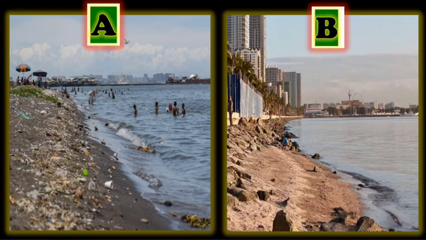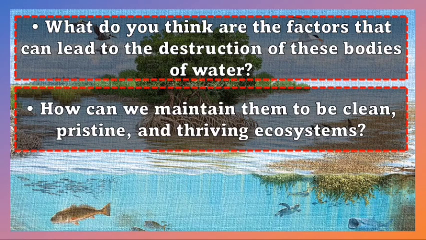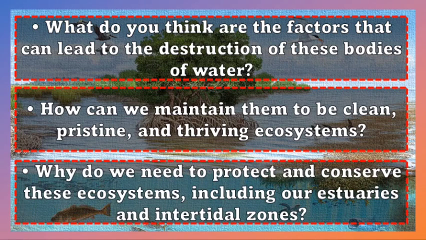But my question now is, what do you think are the factors that can lead to the destruction of these bodies of water? How can we maintain them to be clean, pristine, and thriving ecosystems? And why do we need to protect and conserve these ecosystems, including our estuaries and intertidal zones?